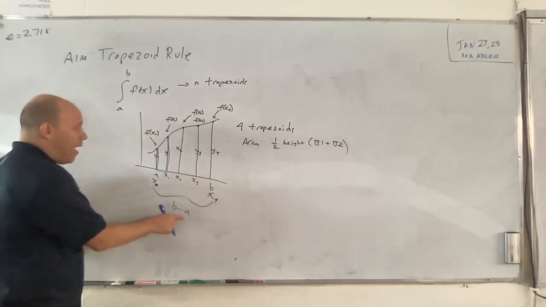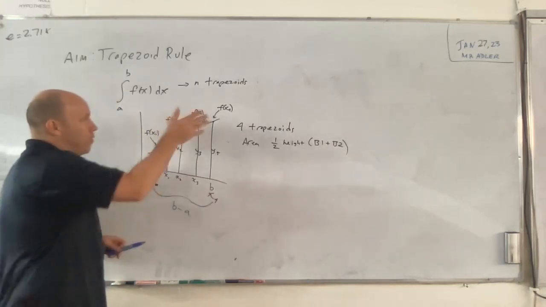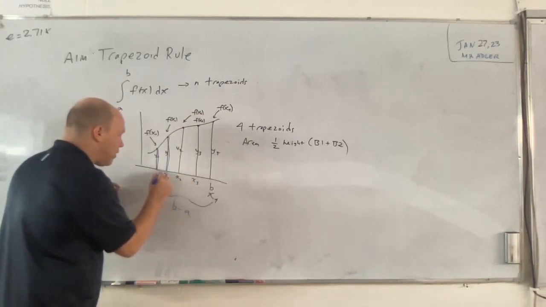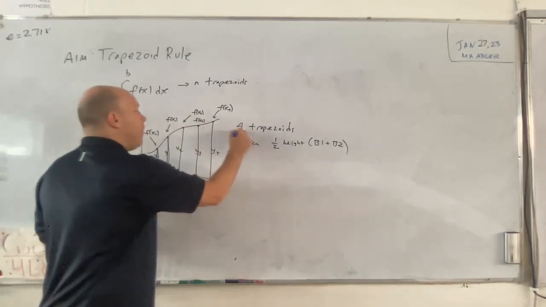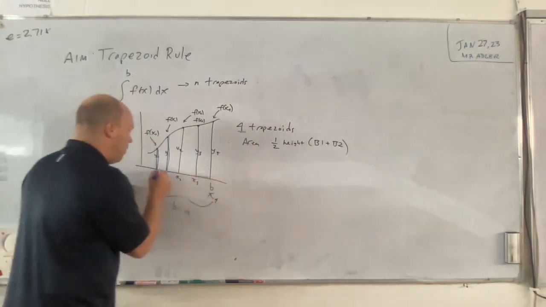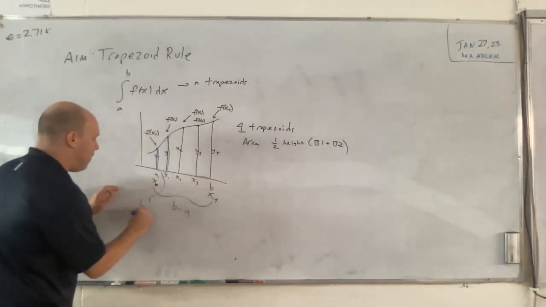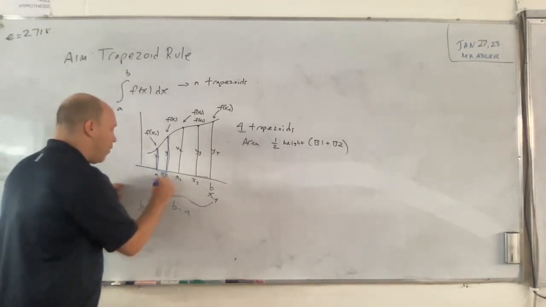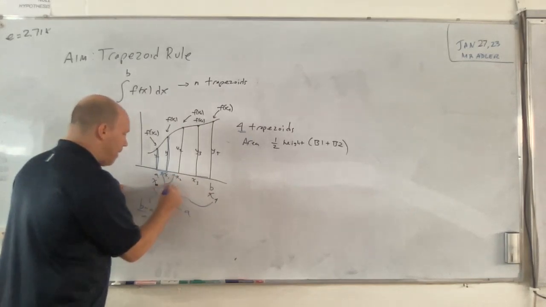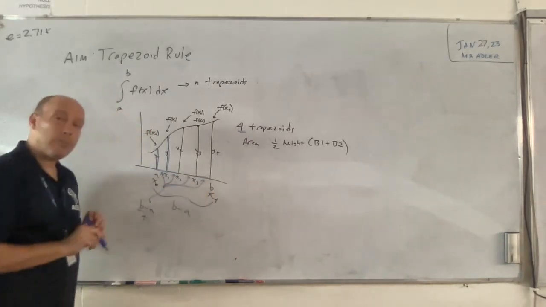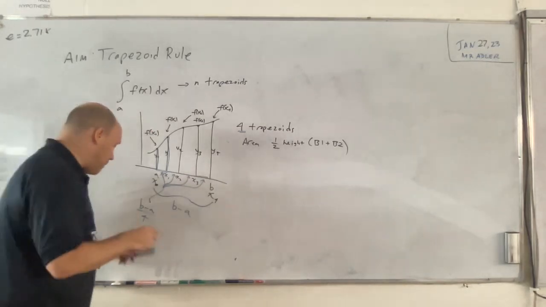So we have b minus a, but what did we do? We broke it up into four parts. So if we have 4 trapezoids, each of these parts is b minus a over 4. Okay, now we're ready to put a formula together.